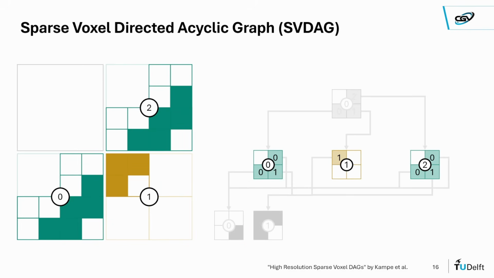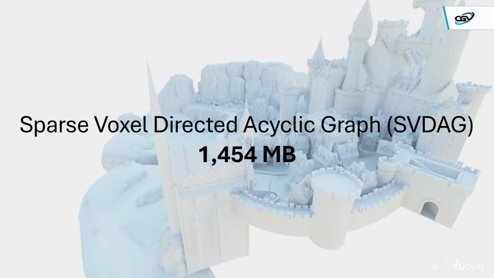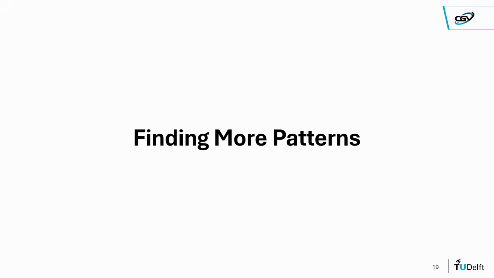And we can do so not just at the leaf level, but also at the inner nodes, as you can see here. And with this, we reduce memory usage to around 1.5 gigabytes. So again, a 10x improvement. But we can go further. And that is by looking for more patterns.